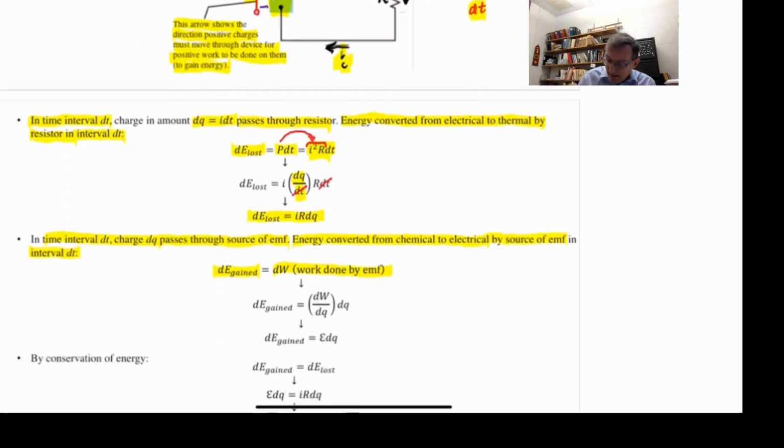Then all I did was take that expression on the right, and I multiplied and divided by the dq. That certainly doesn't change anything. But then I have dw over dq, and that's the EMF amount, curly E. That's what that symbol is.